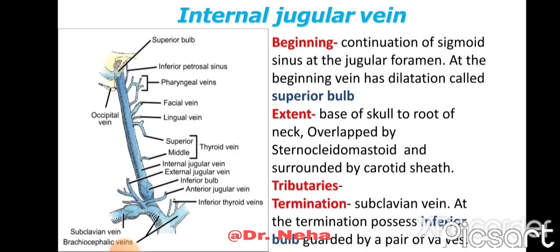The next content is the internal jugular vein. The internal jugular vein begins as a continuation of the sigmoid sinus at the jugular foramen. At the beginning, this vein possesses a dilatation known as the superior bulb. It extends from the base of the skull to the root of the neck. It is overlapped by sternocleidomastoid and surrounded by the carotid sheath. It terminates by joining the subclavian vein. At the termination, it again bears an inferior bulb which is guarded by a pair of valves. The tributaries of the internal jugular vein correspond to the branches of the external carotid artery.